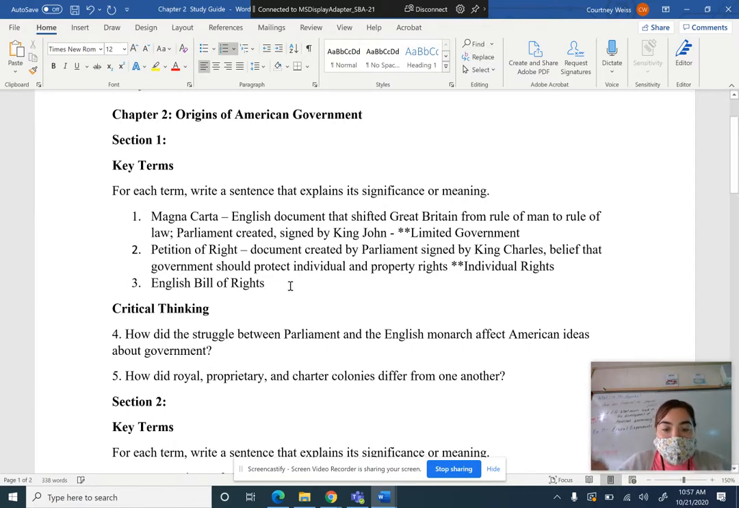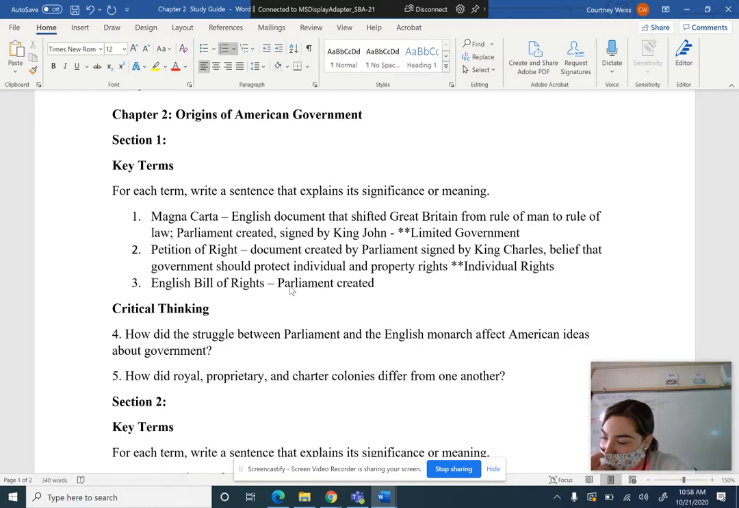Awesome. The English Bill of Rights. Give me something. Go ahead, Hannah. Free speech and protection from cruel and unusual punishment. Excellent. So Parliament created this again, right? So Parliament created the English Bill of Rights, and it's kind of like our Bill of Rights. It grants individual rights to people.